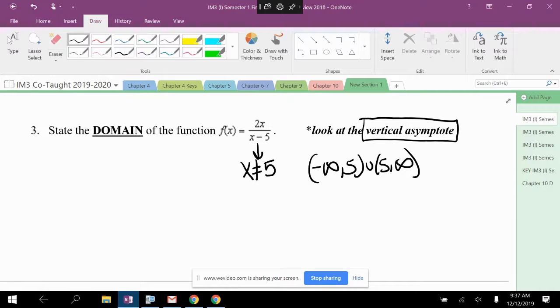All real numbers except 5 is what the format of your final will look like. Okay? All real numbers except the number 5. That means that every single number on the planet works out but 5. And that's what you just said right here. X can't be 5. That's all.